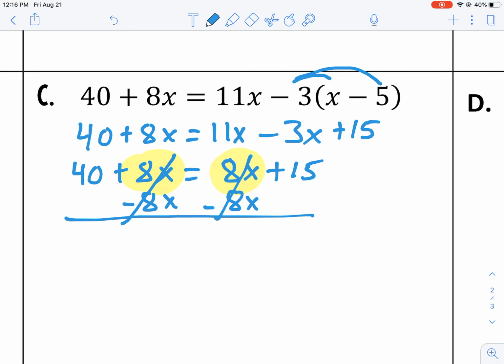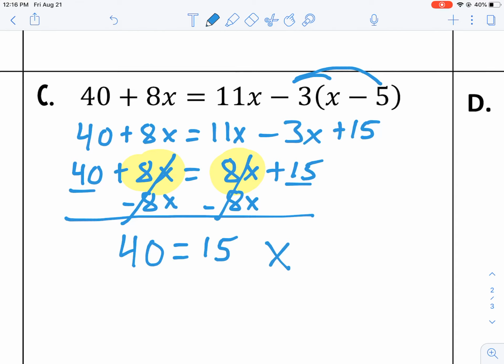And what are we left with? Well, we're left with 40 on this side, and we're left with 15 on this side. So this is why this is a special case, okay? Your x's canceled out, right? And we're left with 40 equals 15. Now, there's two things that can happen here, all right? For this problem, does 40 equal 15?